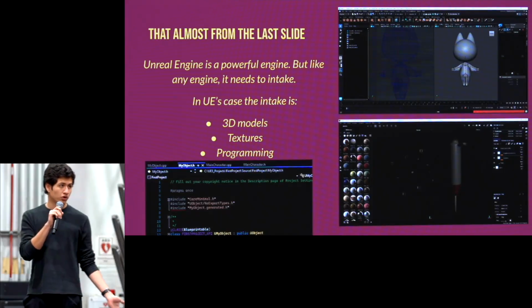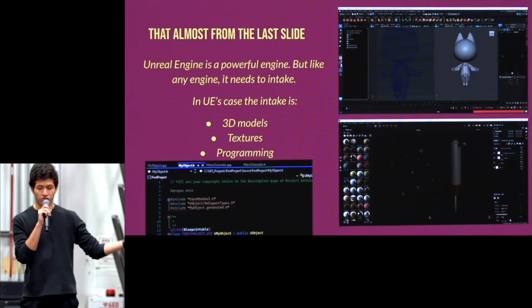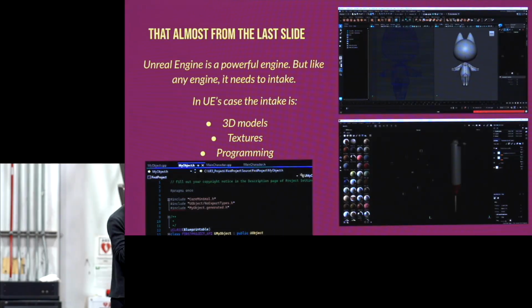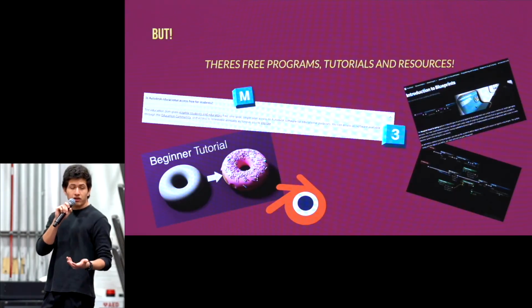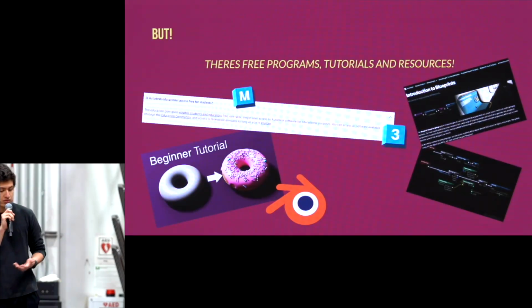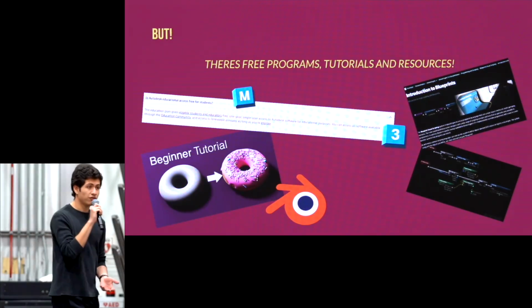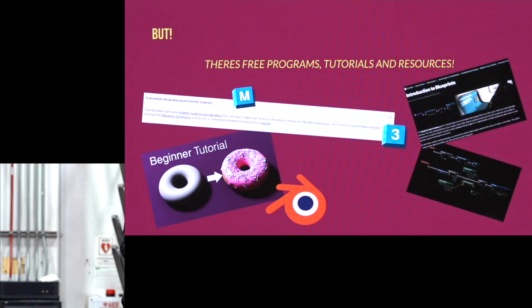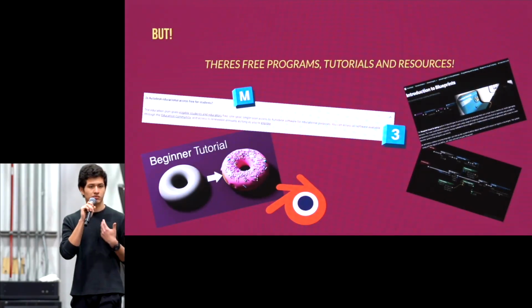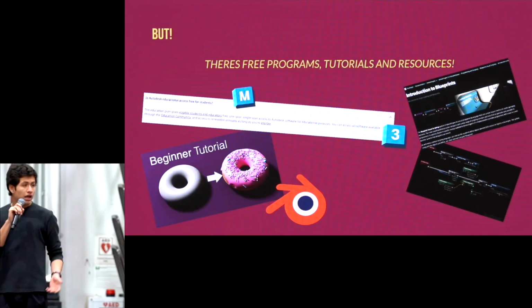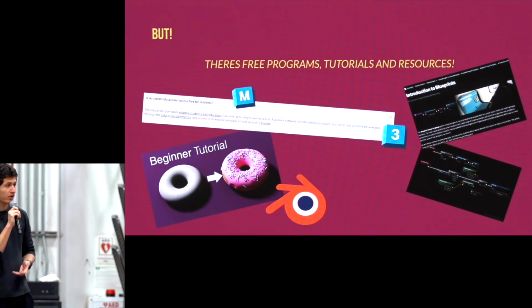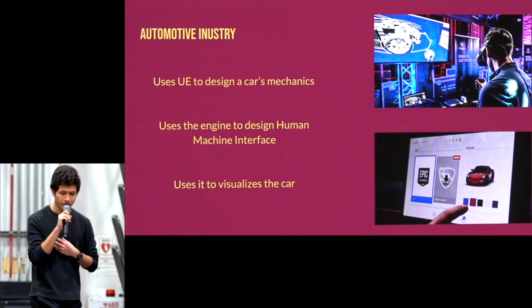But that almost has a very big problem. You need other programs to support Unreal Engine. You need 3D modeling, you need to actually know how to texture, and most importantly, you need to know how to program. But there are free software, tutorials, and resources. And Unreal Engine itself has a really great, simple programming system called Blueprints, which allows you to program by simply dragging blocks. It makes the whole process much easier.